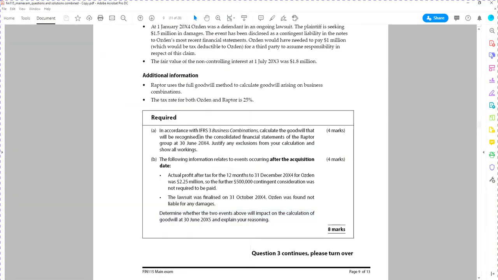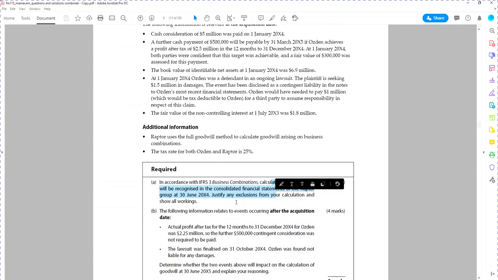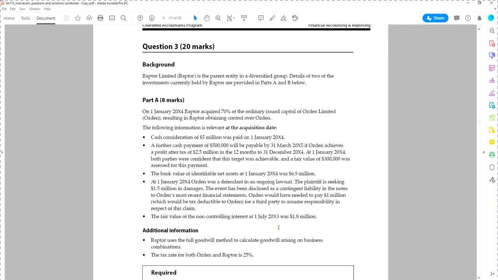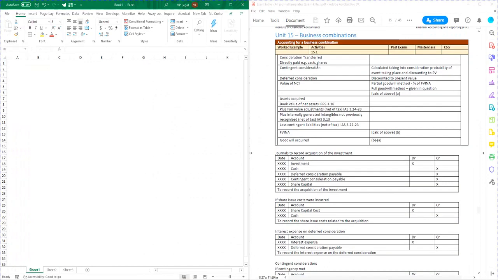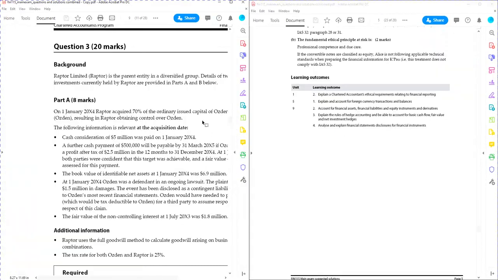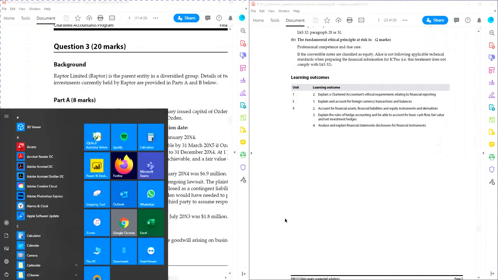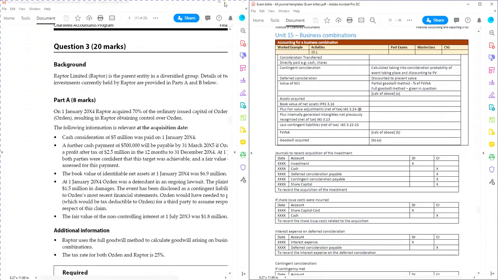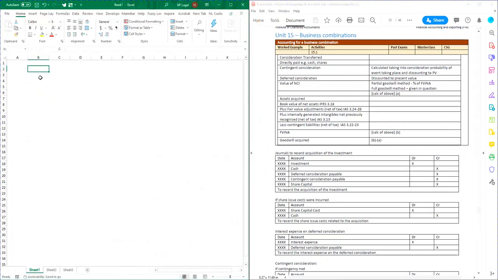But does it ask us to record the journals? No, it doesn't. It just asks us to calculate the goodwill. So that's the only thing we need to do for the first question, which makes it fairly straightforward. Okay, so let me just bring up the exam paper here. There's a few things that we're going to need, so what I recommend we do first is put in our template over here.